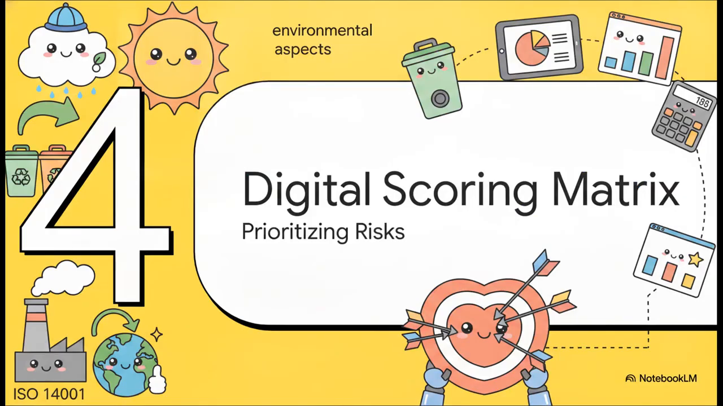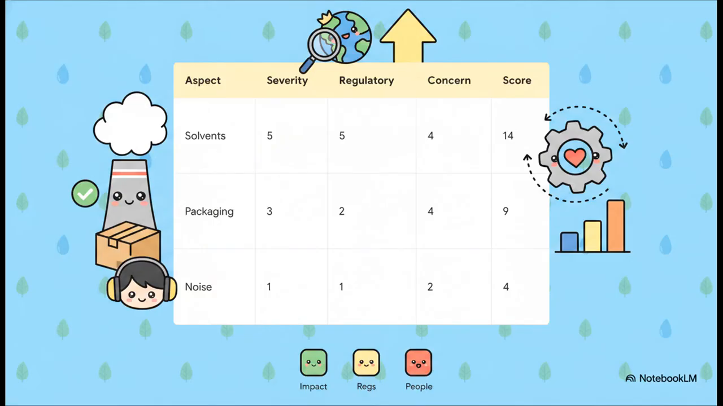And that brings us to what's really the climax of this explainer, Section 4, the digital scoring matrix. So you've identified dozens, maybe hundreds of environmental aspects. How on earth do you decide which ones matter most? Well, how do we solve the problem of subjective guessing? Here is the real game changer. A digital scoring matrix automatically calculates environmental significance by analyzing impact severity, regulatory exposure, and stakeholder concern to prioritize critical environmental risks. Literally, instead of different departments arguing over what's important, you just plug the data in. It forces a rigorous, totally standardized evaluation across the entire organization.